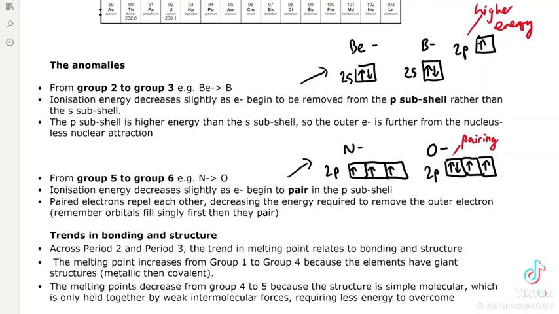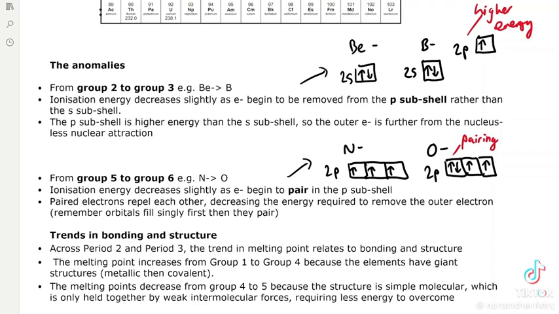Beryllium has 2 electrons in the 2s subshell and has no electrons in the p subshell. And boron has 2 electrons in the 2s subshell and 1 electron in the 2p subshell. And the 2p subshell is higher energy, so it's further from the nucleus. So there's less nuclear attraction, which leads to this slight anomaly, but then the trend increases afterwards.